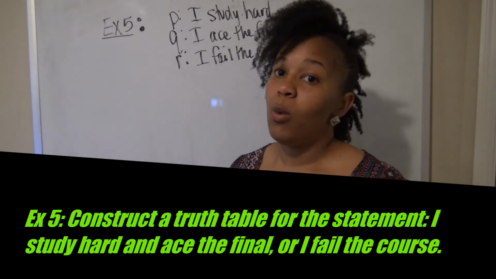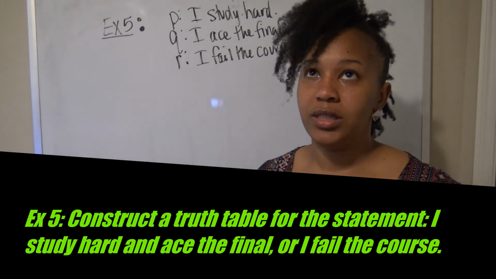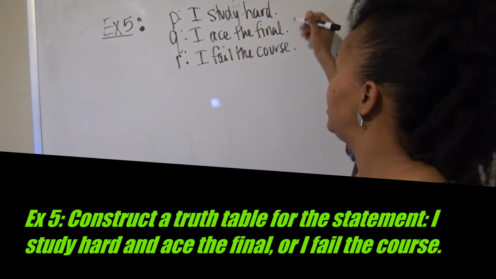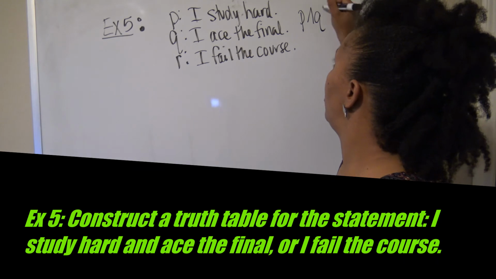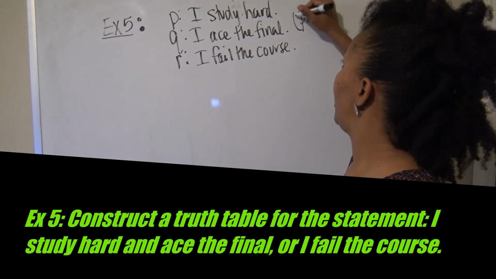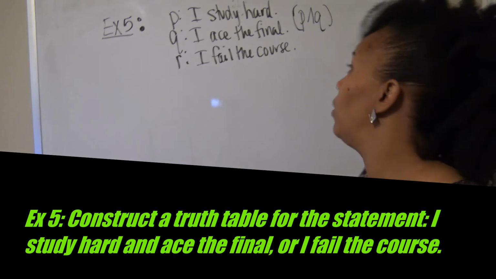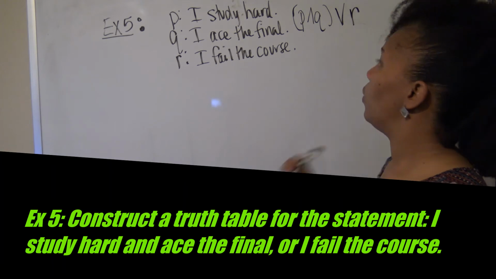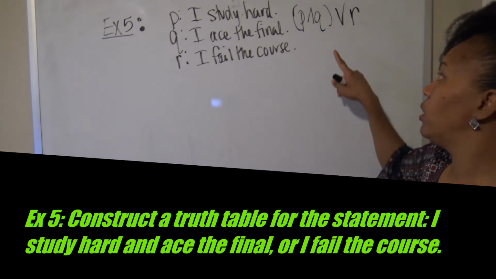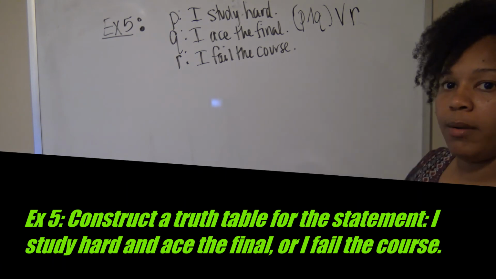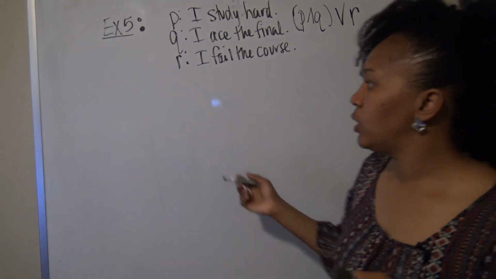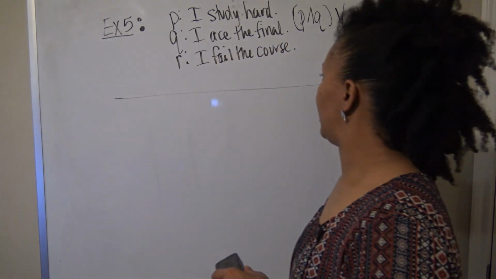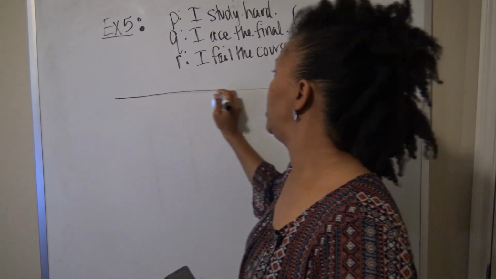So now what we want to figure out is we want to construct a truth table for I study hard and I aced the final. So P and Q, or, and that comma lets me know that I group these 2 first with parentheses, or I failed the course. So this is the statement that we're looking for, P and Q or R. So let's start constructing our table. And our table is going to be a lot bigger because there is 3 statements.